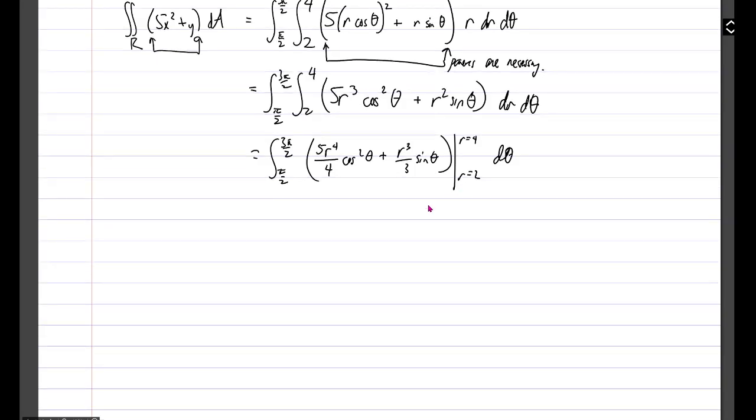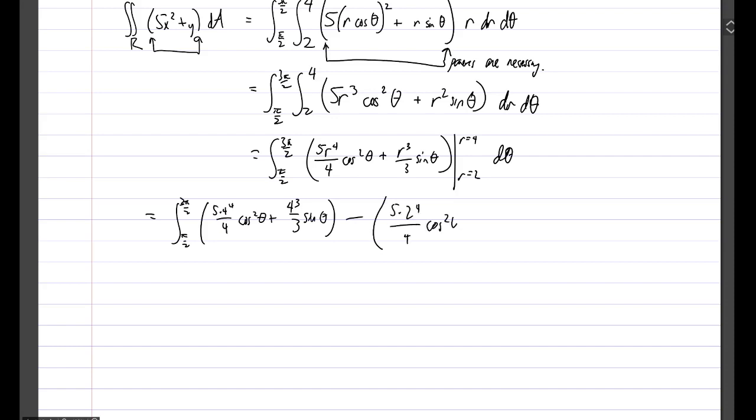Let's scroll a little bit. To write this with more space, we plug in r as 4 and then plug in r as 2. So the integral from pi over 2 to 3 pi over 2. Plugging in 4 first, 5 times 4 to the fourth over 4 cosine squared theta plus 4 cubed over 3 sine of theta. Then plugging in 2 for r everywhere, 5 times 2 to the fourth over 4 cosine squared theta plus 2 cubed over 3 sine of theta. Technically that whole thing is in parentheses, d theta.